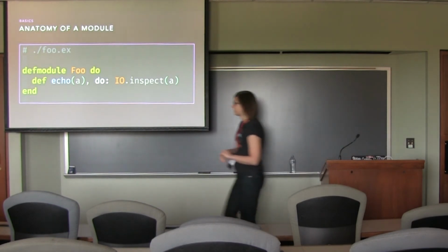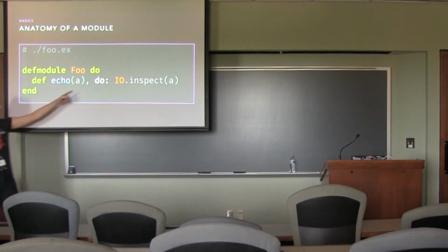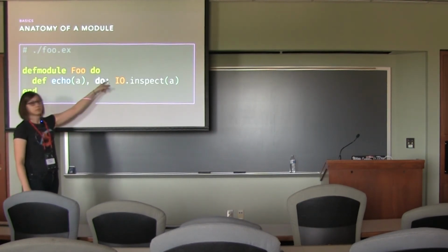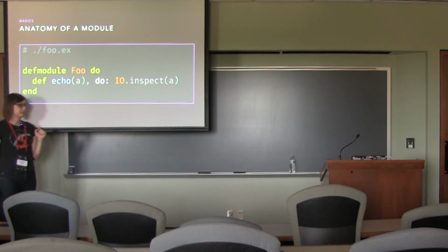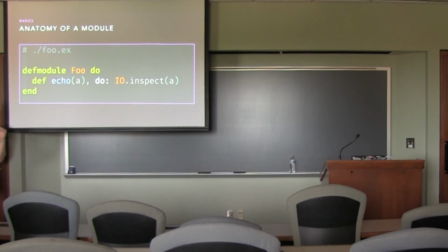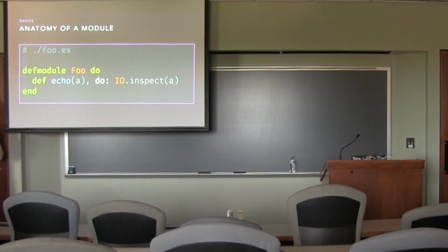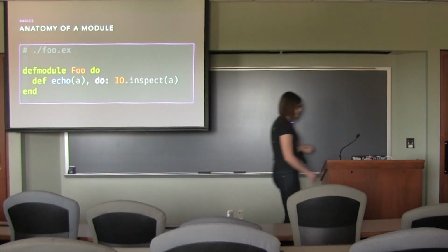You also may notice that there's two different versions of do here. I have do end and comma do colon, and those are equivalent. The only difference here is that this do end can handle multiple lines. But we could have written echo A as do, put this on the next line, and then an end. But since it's just a simple one-liner, this ends up being better.